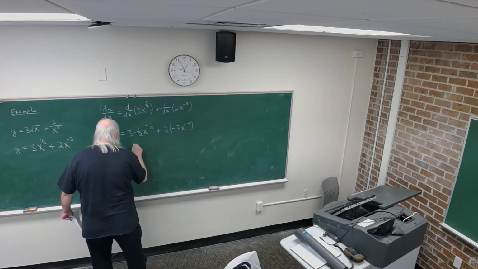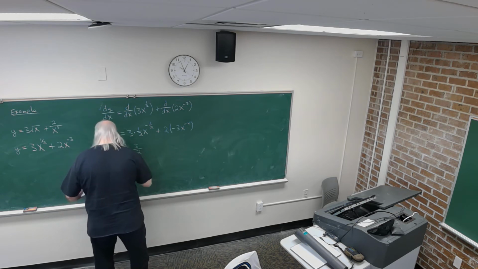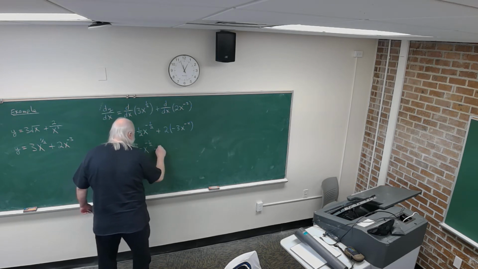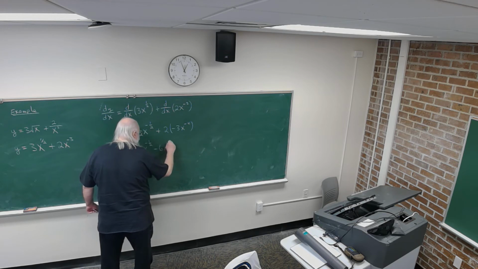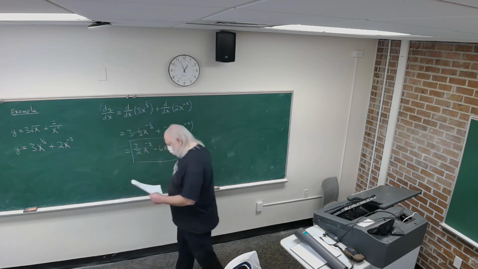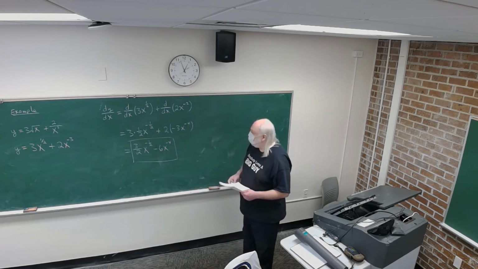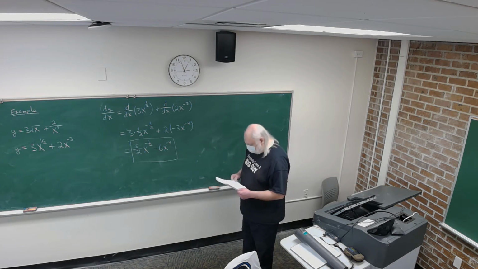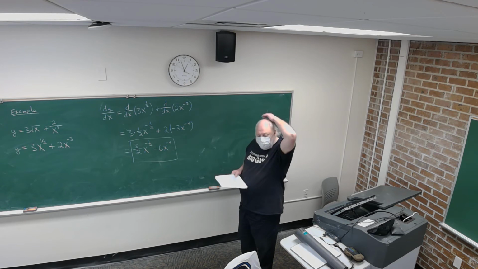Well, 3 times 1/2 is 3/2. And 2 times minus 3 is minus 6. So we have the derivative of our original function is equal to 3/2 times x to the minus 1/2 minus 6 times x to the minus 4 power. Any questions on these rules?